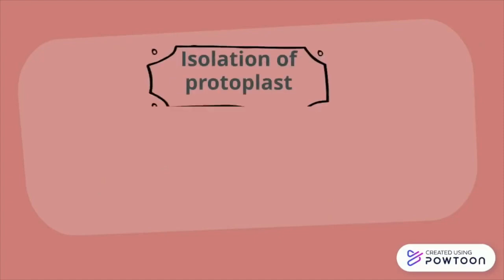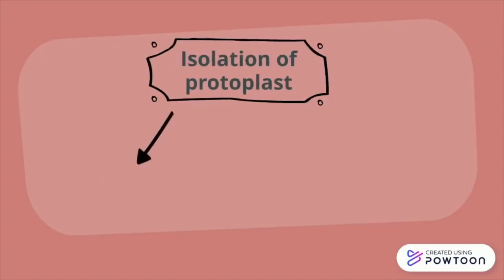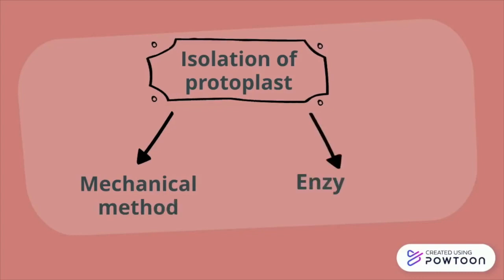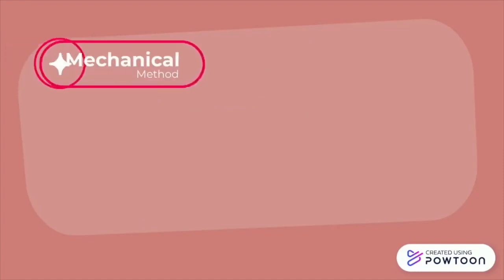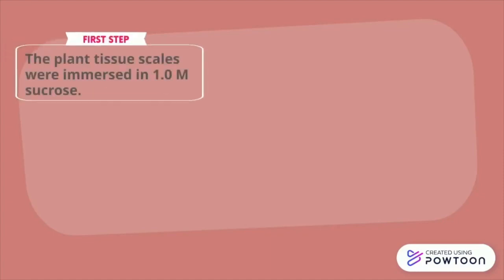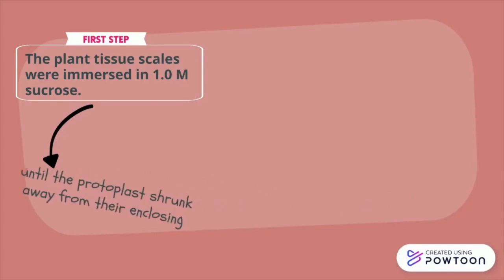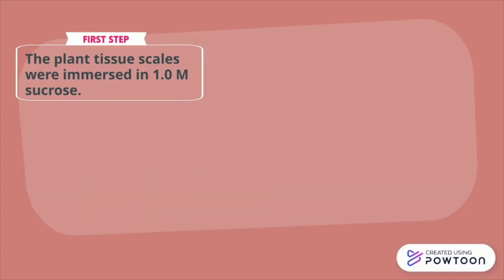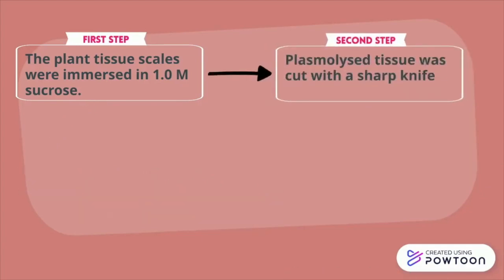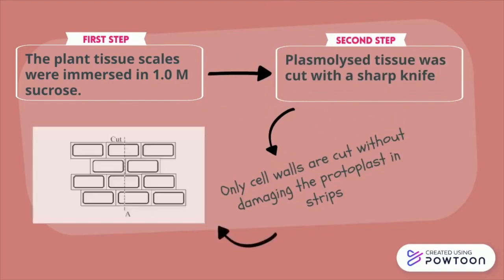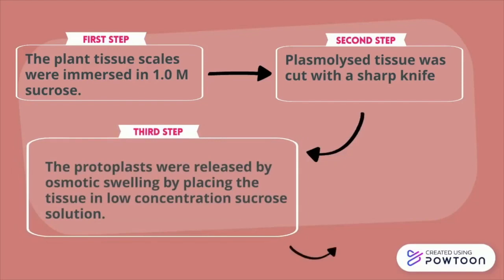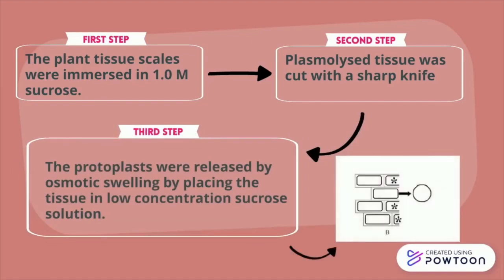The isolation of protoplasts involves a mechanical method and an enzymatic method. In the mechanical method, first step, plant tissue is immersed in 1 molar sucrose until protoplasts shrink from the enclosing cell wall. Second step, plant tissue is cut with a sharp knife. Only cell walls are cut without damaging the protoplast strips. And the last step, protoplasts will be released by osmotic swelling. Enzymatic method.